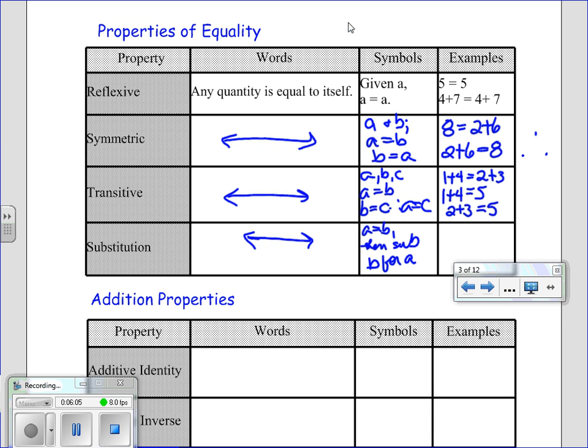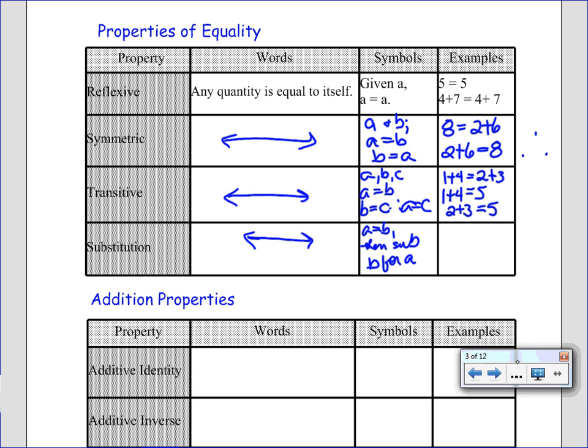So for instance, let me move this guy if I can. There we go. So for instance, if n equals 11, and I have the expression 4n equals 4 times 11, I can substitute the 11 for the n and say 4 times 11 equals 4 times 11.